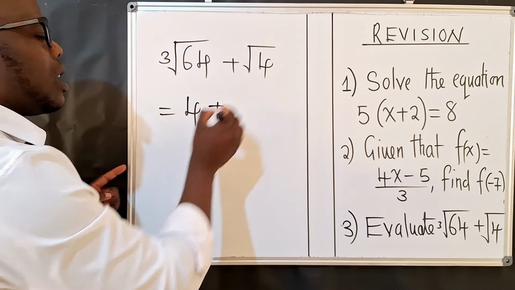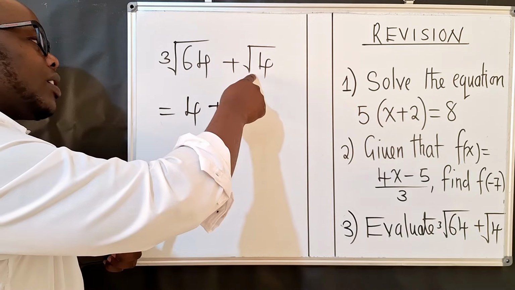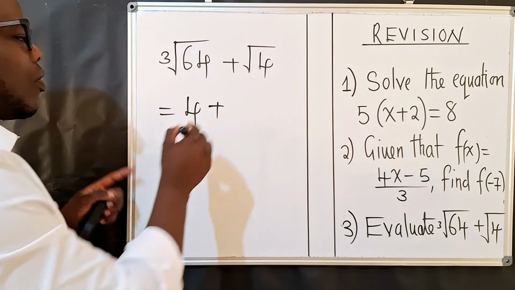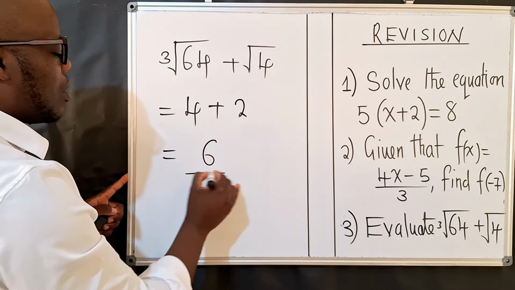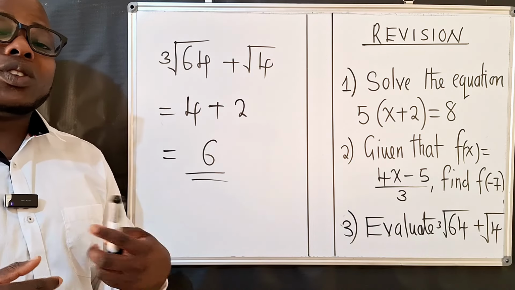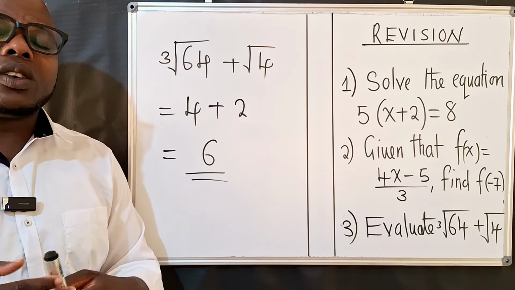Plus, here, the square root of 4. Find a number such that when it multiplies by itself 2 times, it gives you a 4. And that's a 2. So when we add these two, we're getting a 6. Thank you. These are the solutions for the 3 questions right here. And I guess you've learned 1 or 2 things out of this.